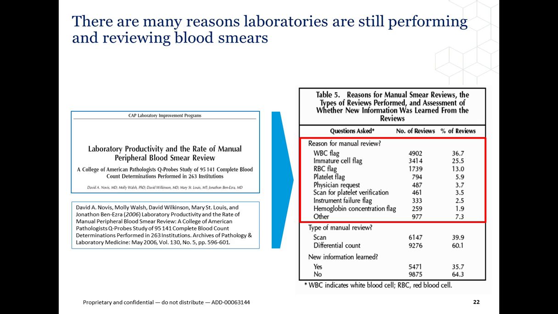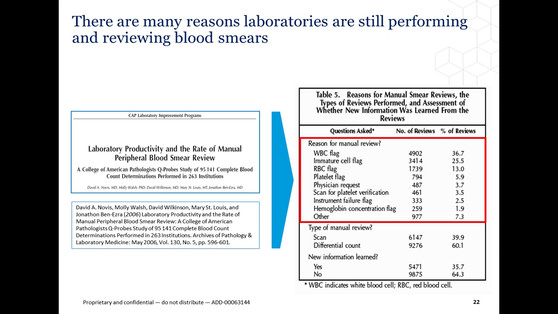This is a study that was performed and published by the CAP in 2006 called the Q-Probe study, and it looked at a number of laboratories. You can see, I think the number is 263 institutions and over 95,000 differentials. And they looked to see what actually is the reason why we're doing the manual diff.